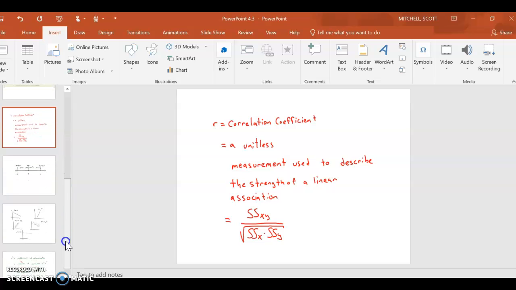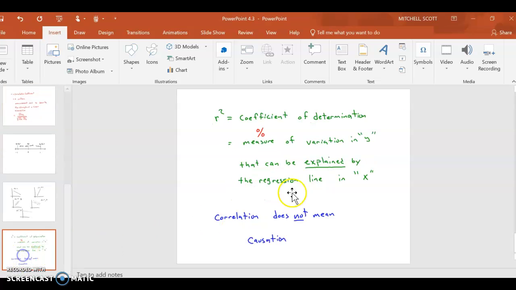And then to find R squared, our calculator finds R squared for us. R squared is the coefficient of determination. What does it mean? It's the percent measure of variation in Y that can be explained by the least squares regression line in X. So that's kind of a definition. It's the variation of Y explained by X. That's the best way to interpret it.